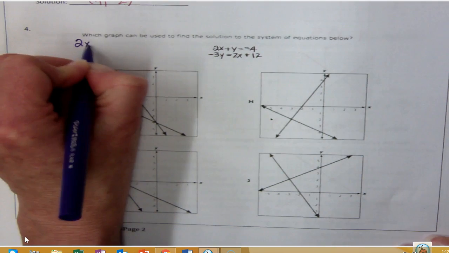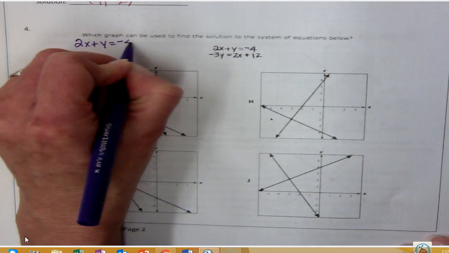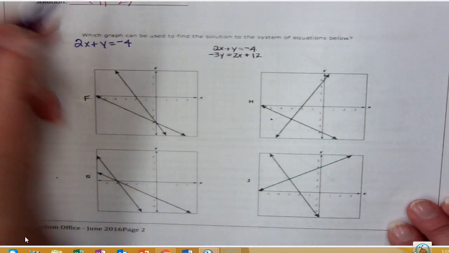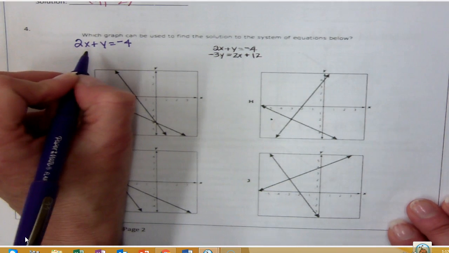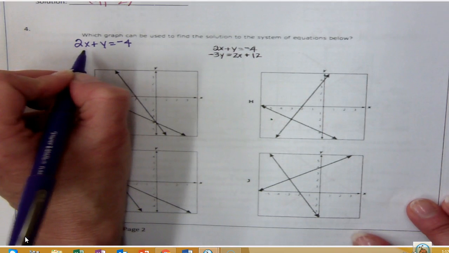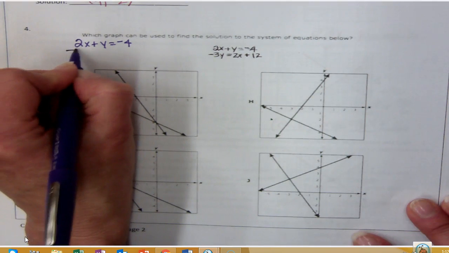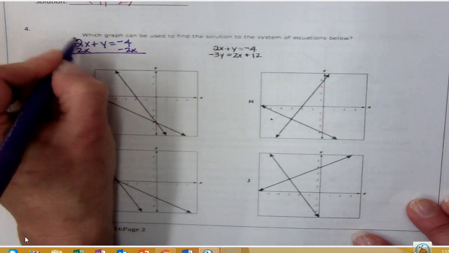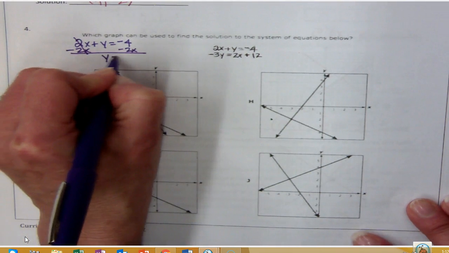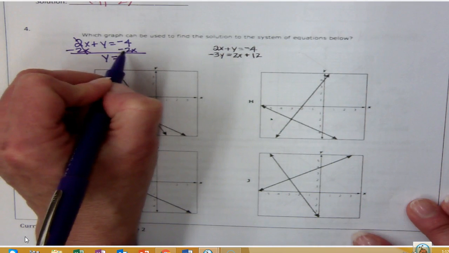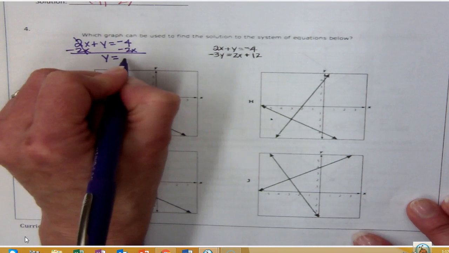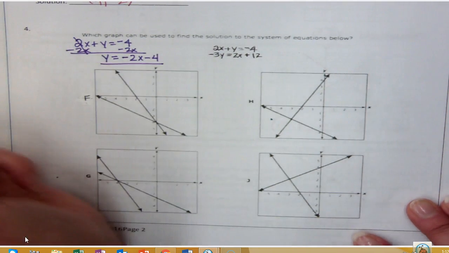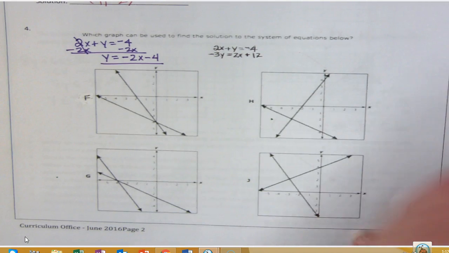So I take 2x plus y equals negative 4. I need to move that into slope-intercept form, just like we did up above, except for this time we're going to just subtract 2x, subtract 2x. This cancels out. I get y equals, I cannot combine these two because one has an x in it and the other one doesn't, so that's negative 2x minus 4. So this is one of my equations.